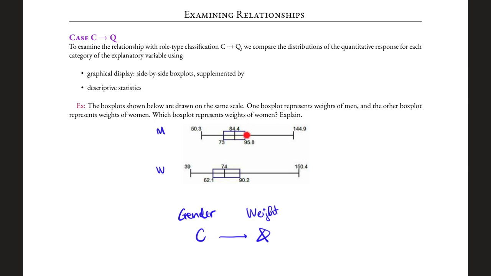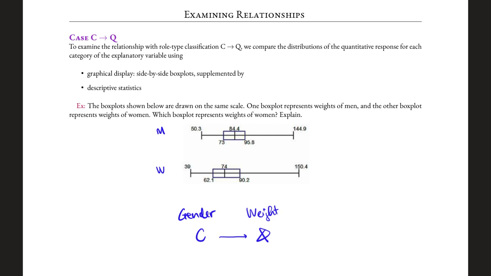We see that the right tail of both of these box plots is longer than the left tail. So we would say the distribution of the weight for both men and women is skewed to the right. Again, because the right tail is longer.